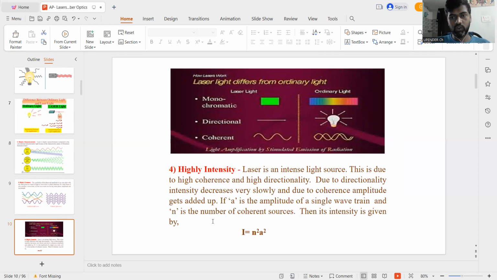Next, coming to the next property, that is high intensity. Laser is a highly intense source. This is due to the high coherence and high directionality. Due to the high directionality, intensity decreases very slowly, and due to the coherence, amplitude gets added up. If A is the amplitude of a single wave train and N is the number of coherent sources, then the intensity is given by I equal to N square into A square. This is what high intensity means.